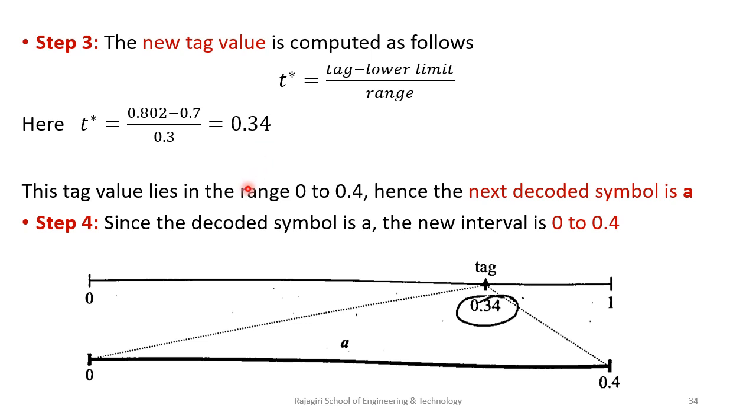This tag value lies in the range of 0 to 0.4, which corresponds to the symbol subrange of A, which means that the next decoded symbol is A. Once we know that the next decoded symbol is A, we will consider the subrange of A as the next interval. The subrange of A is 0 to 0.4. So in this interval, we will compute the next tag value.